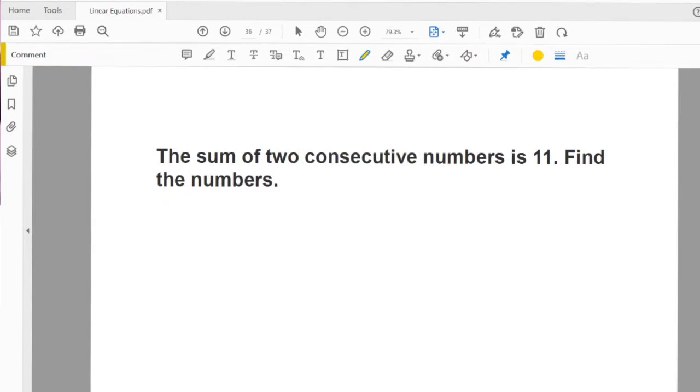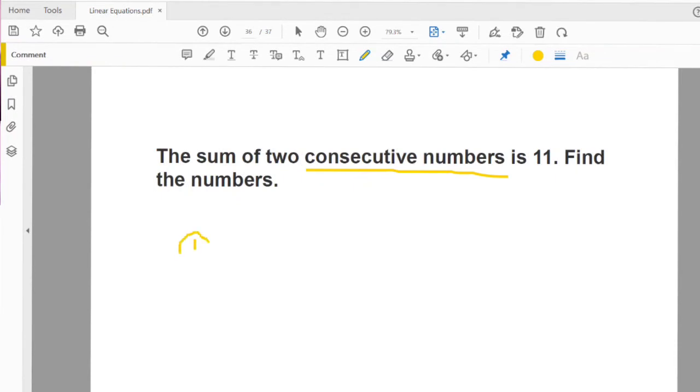The sum of two consecutive numbers is 11. Find the numbers. We have two numbers which are consecutive and their sum is 11. First let me tell you what a consecutive number is. Consecutive numbers are those numbers which occur consecutively, that is, one after one. And the sum of those two numbers is 11. Now we need to find which two numbers those are.